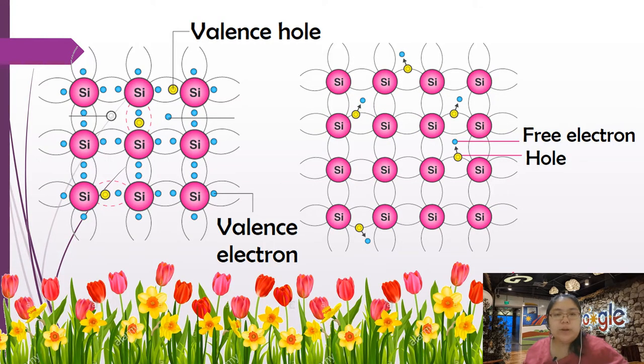This diagram shows the valence hole and the valence electron from the silicon. In this part there is an extra hole. The yellow color represents the hole, and the blue color represents the electron. When the electron moves, it leaves an empty hole. From here, the electron will jump, and when it jumps, we call it a free electron. After that, there is an empty hole. These we call charge carriers. Now the electron can move, which means the semiconductor can conduct electricity.